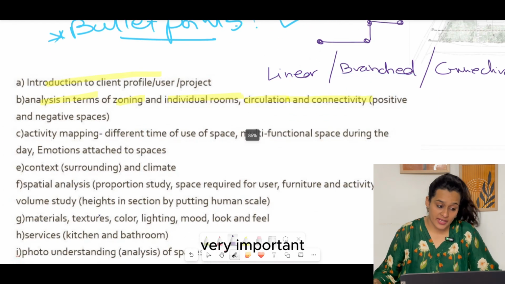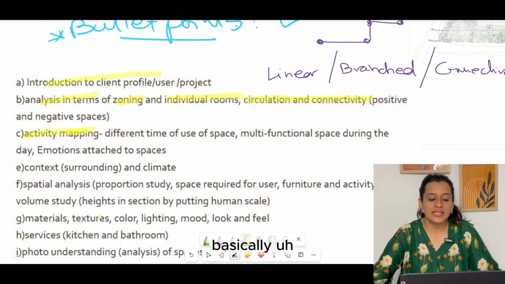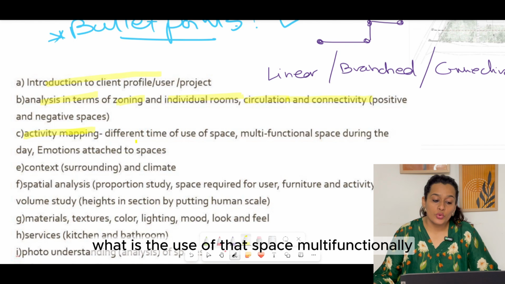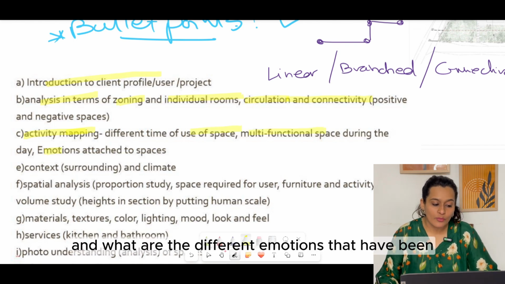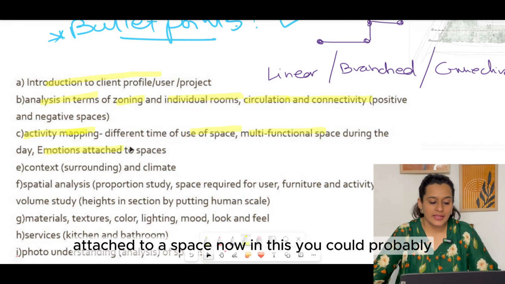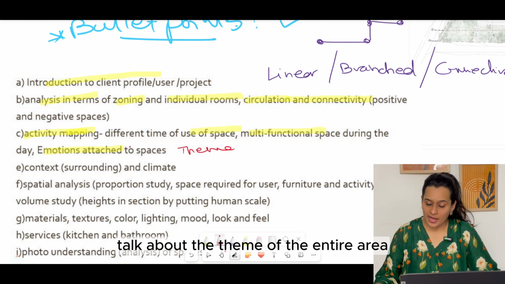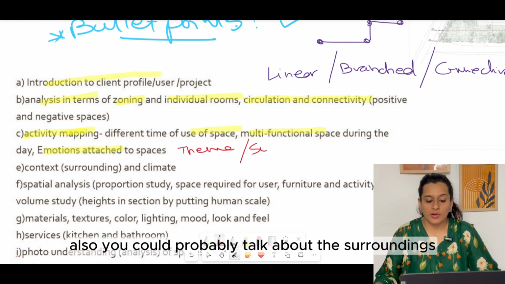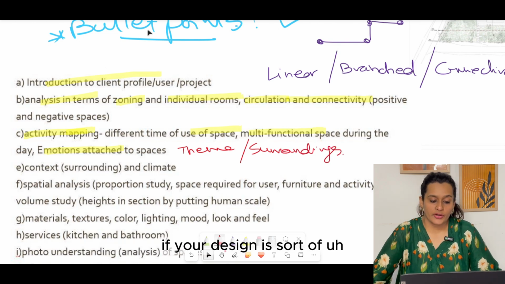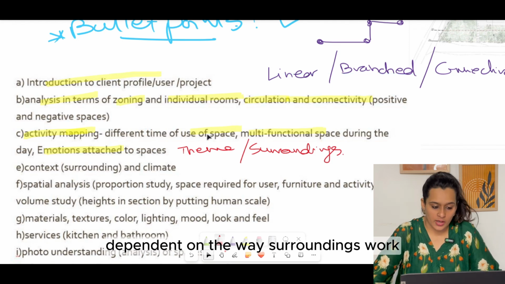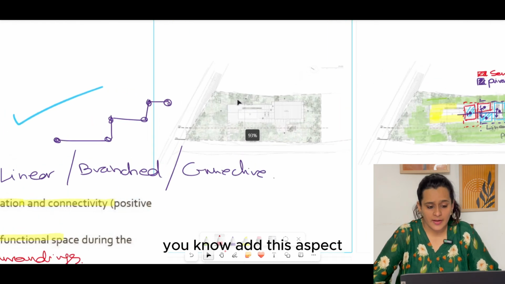Next, very important according to me, is activity mapping of that space. Basically, what is the use of that space multifunctionally, how does it work, and what are the different emotions that have been attached to a space. In this, you could probably talk about the theme of the entire area also. You could talk about the surroundings. If your design is dependent on the way surroundings work and is connected to them, you can definitely add this aspect.